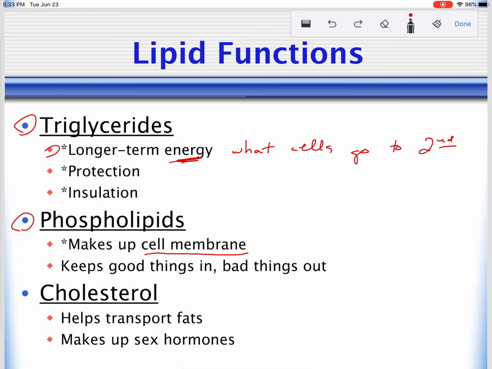Now, the triglycerides also help to insulate and protect our body. You've got a layer of fat underneath your skin: insulation, protection. You've got a thin layer of fat around your organs: protection. And again, just know that cholesterol is a type of sterol, but you don't need to know the functions for now.